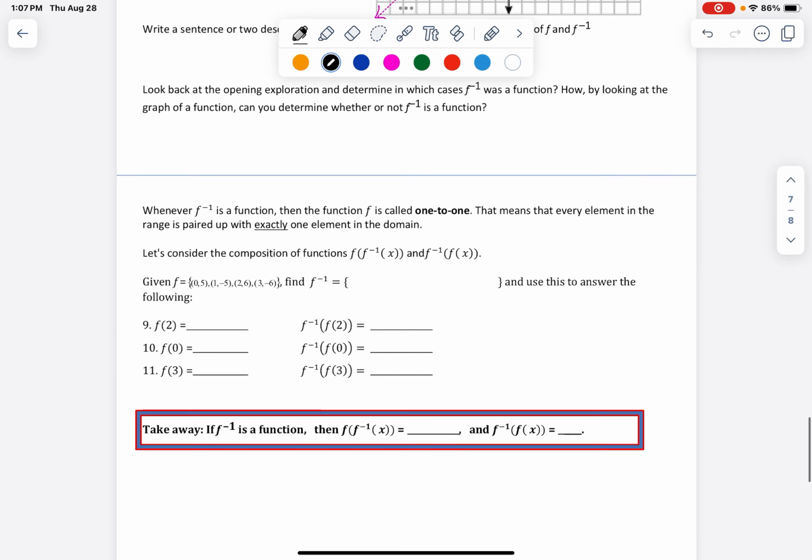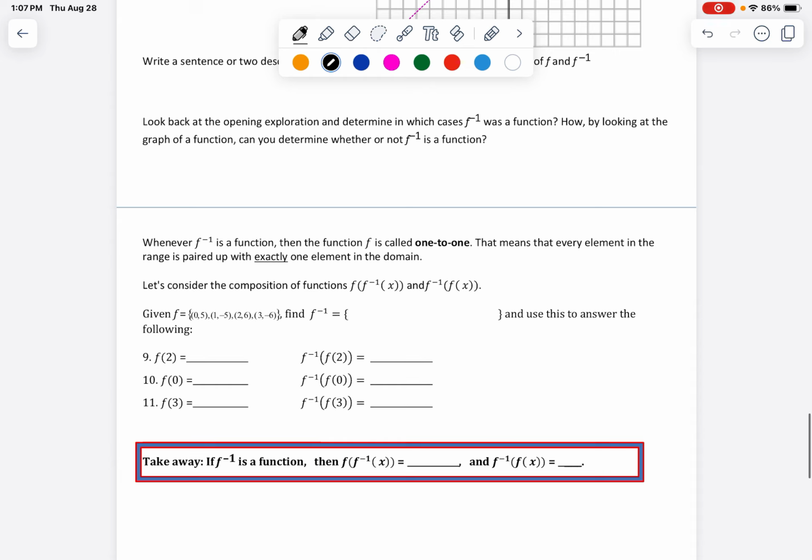A function is said to be 1-to-1 if it passes the vertical line test and the horizontal line test, okay? But also this means that every element in the range is paired up with exactly one element in the domain. So like that 5 to 1 and 5 to -1, not okay, not 1-to-1.